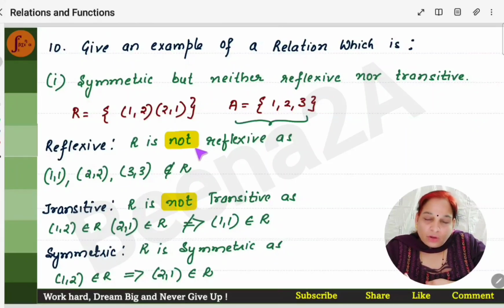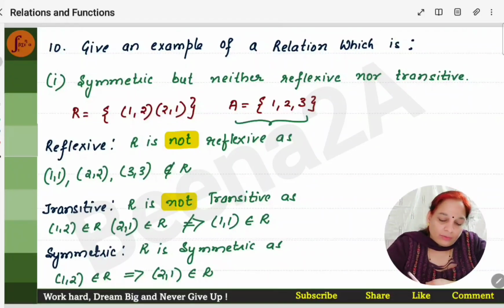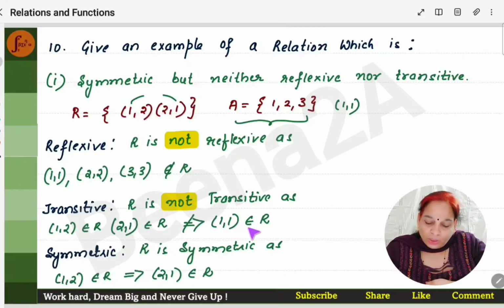Therefore, it's not reflexive. Transitive. It is not transitive because if 1 comma 2 and 2 comma 1 is there, then you should have first and fourth element. That is 1 comma 1, right? You should have 1 comma 1. So 1 comma 1 is not there.